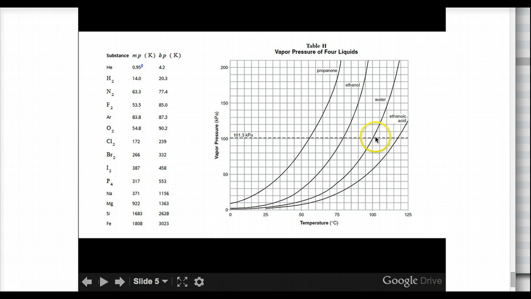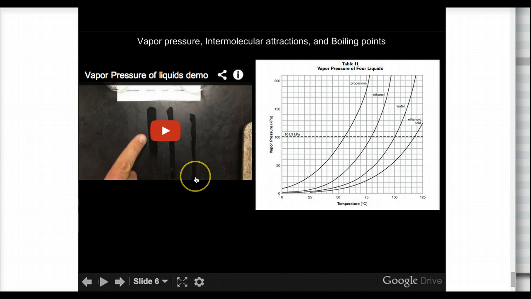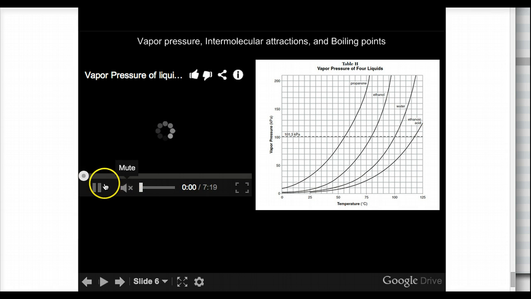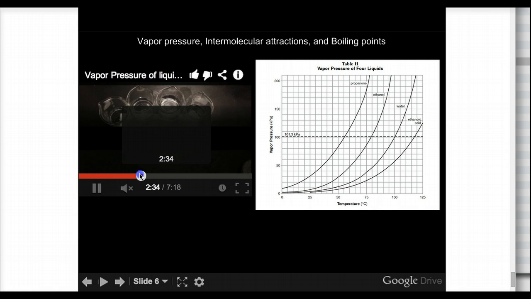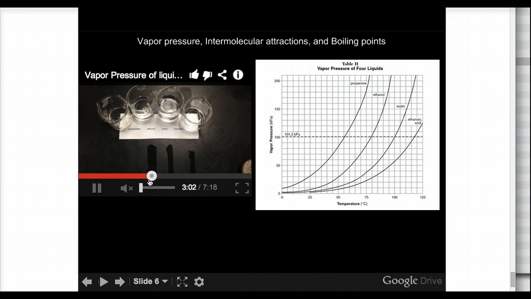And of course, the magic vapor pressure upward is the standard pressure if we're talking about normal boiling points, things we've already talked about. So there are some implications here. We talked about 4 liquids. And of course, if you go through my presentation, I show you that these liquids do differ in their rates of evaporation.